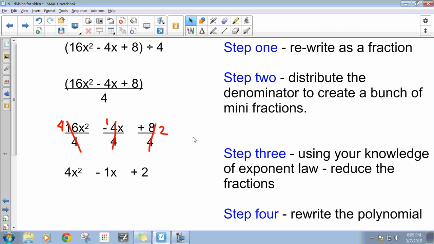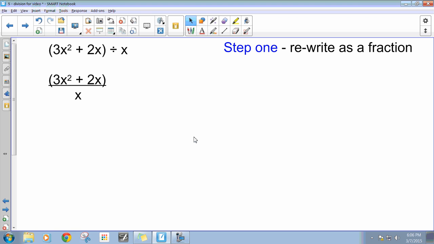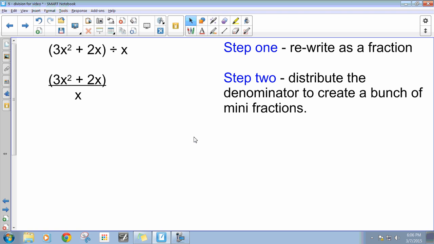Let's look at another example. 3x squared plus 2x divided by x. This time we're dividing by a variable. First step is the same. We're going to rewrite it as a fraction. Second step is the same. We're going to distribute the denominator and create a bunch of mini fractions. The numerator has 2 terms, so we're going to wind up with 2 mini fractions, both with the same denominator.